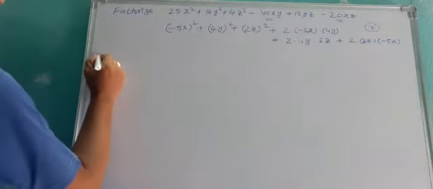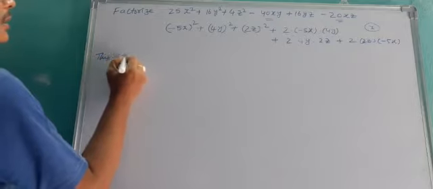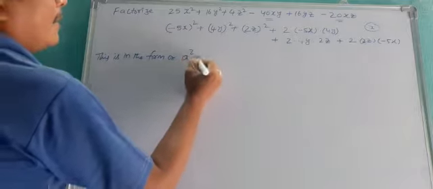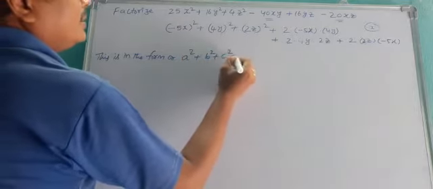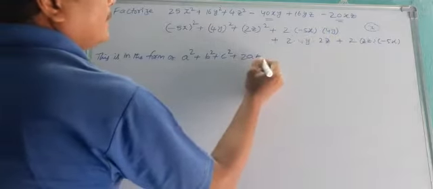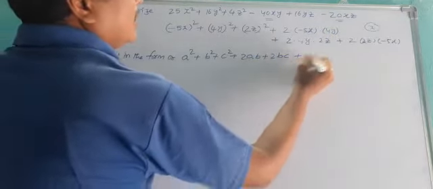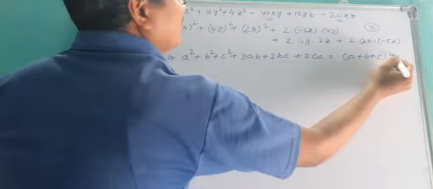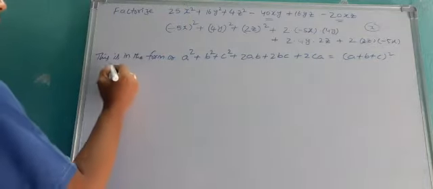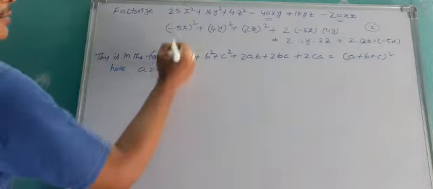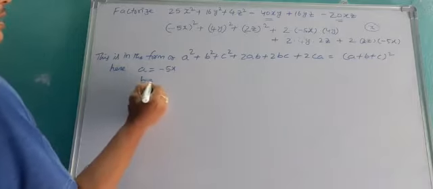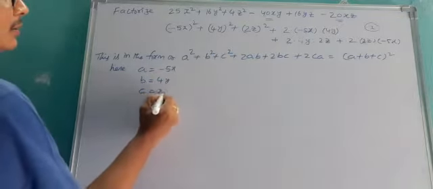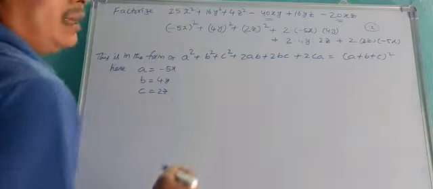That means this is in the form of a square plus b square plus c square plus 2ab plus 2bc plus 2ca, which is equal to (a + b + c) whole square. Here a equals minus 5x and b equals 4y and c equals 2z. Now the given polynomial can be factorized.